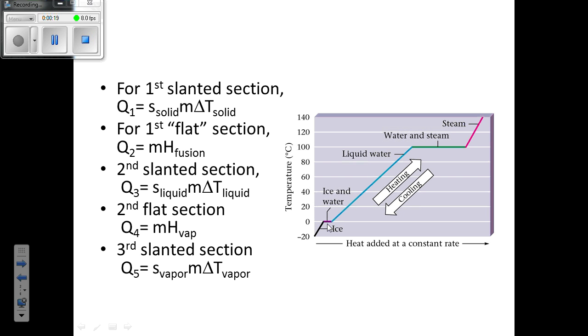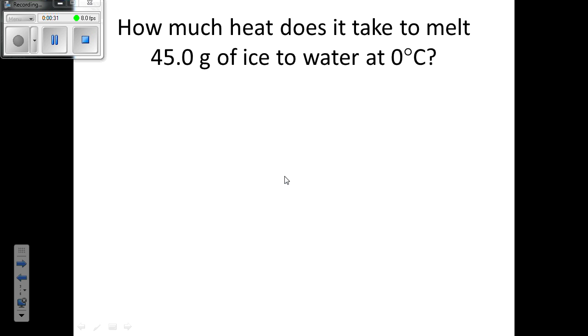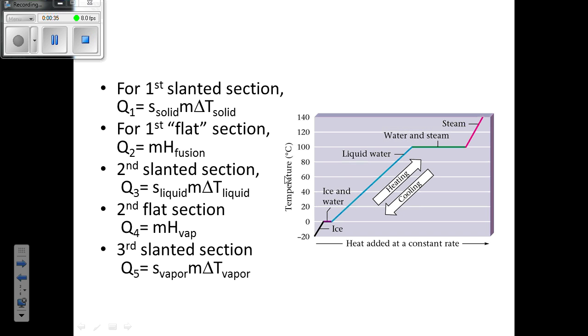And in the flat sections, where we're changing from ice to water or water to ice, and from water to steam or steam to water, we'll use this Q equals M times H for fusion or vaporization, whichever one we happen to be doing. Okay, so for this first one, how much heat does it take to melt 45 grams of ice to water at 0 degrees Celsius?